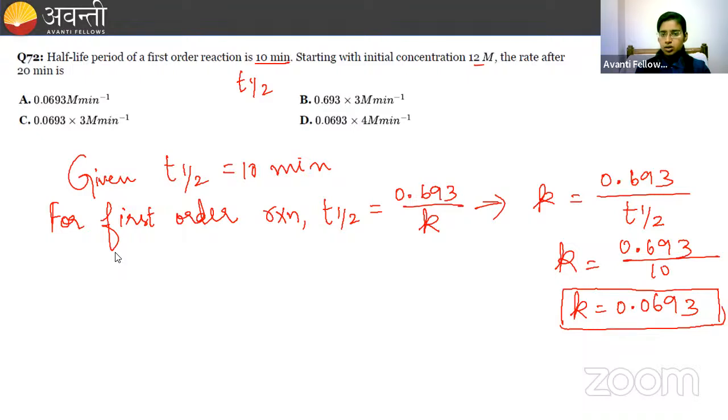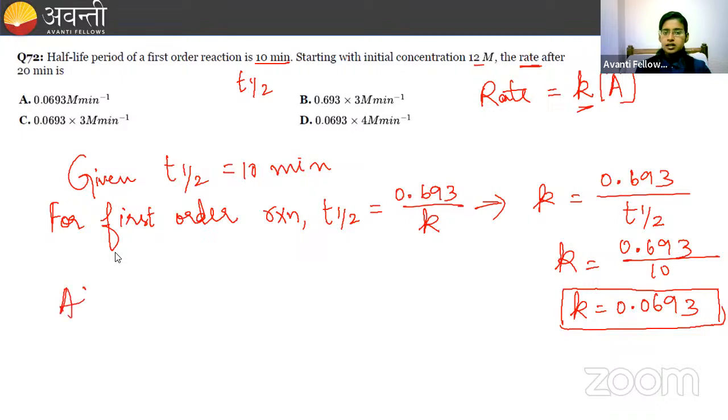So why have we calculated the value of K? We need to find out the rate. And we know that the rate is equal to K into the concentration of the reactant. Let me take the reactant as A. Since it is a first order reaction, the order will be 1. So to find out the rate, I need the value of K. That's why I have calculated it.